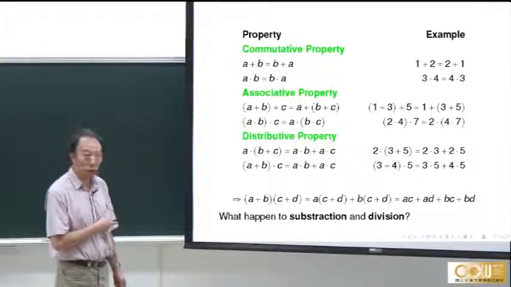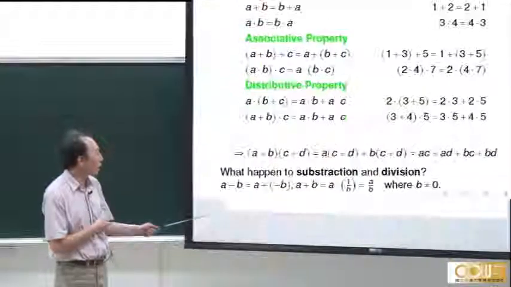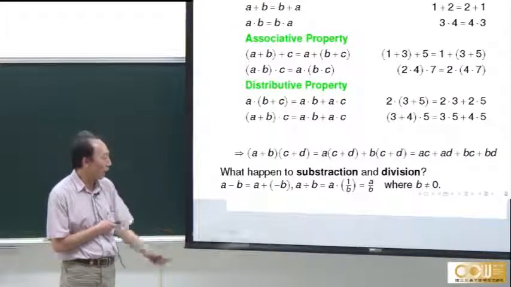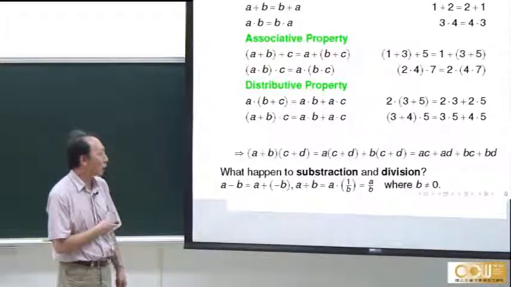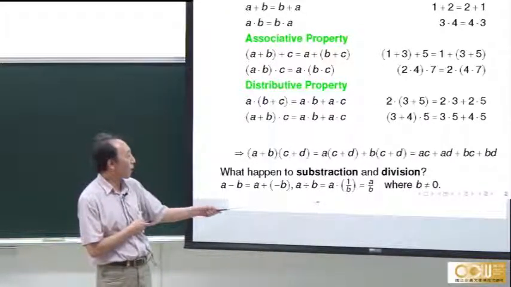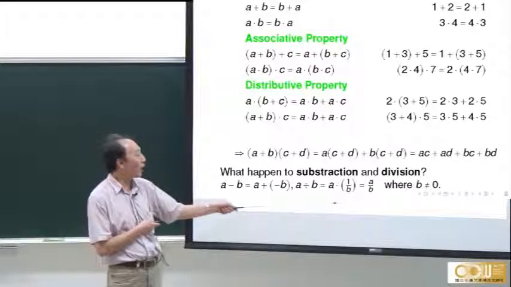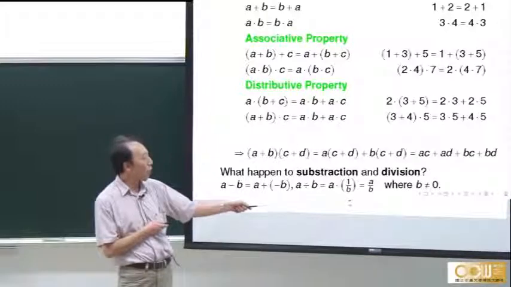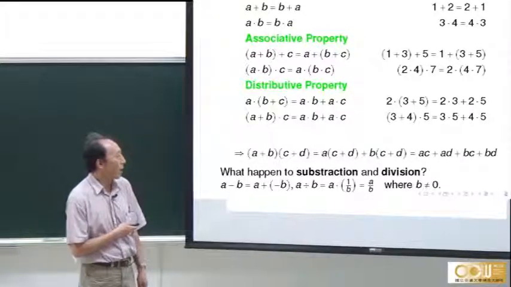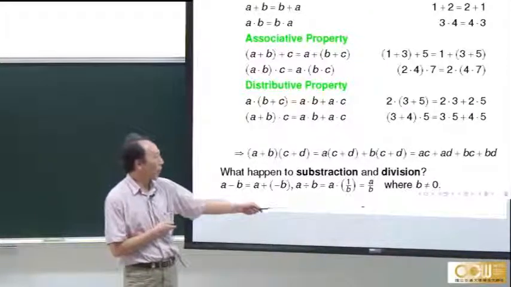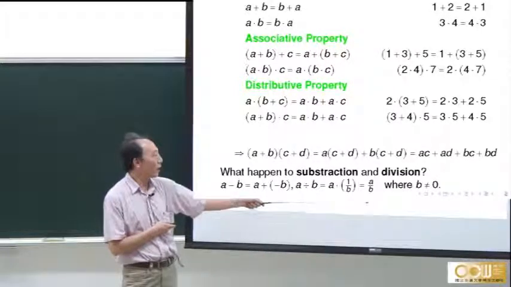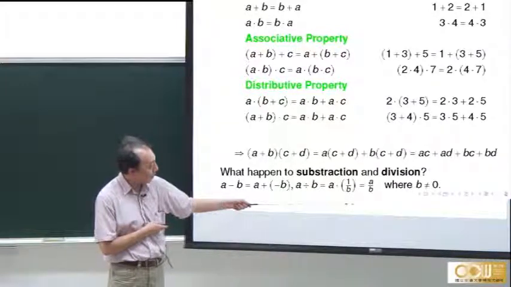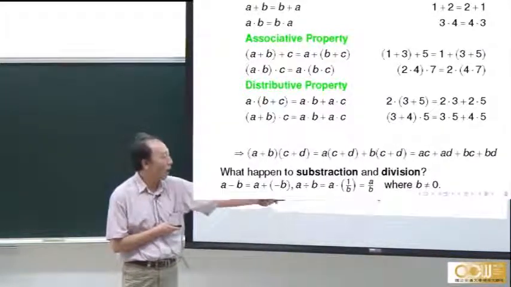Now we answer the question about subtraction and division. For subtraction, a minus b equals a plus the negative of b. And for division, a divided by b equals a times the reciprocal of b, which is 1 over b, and we write it as a over b. Of course, when we have division, the denominator cannot be 0.